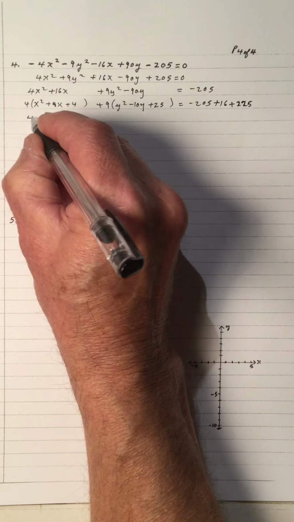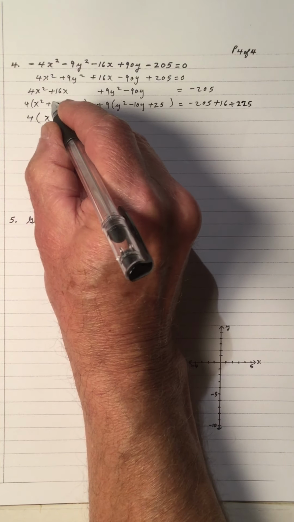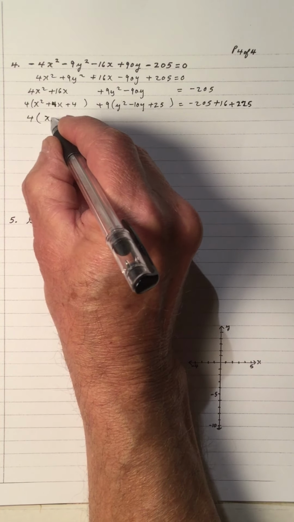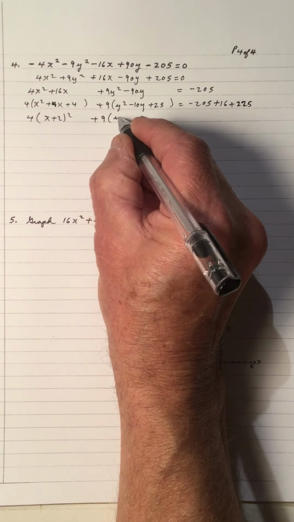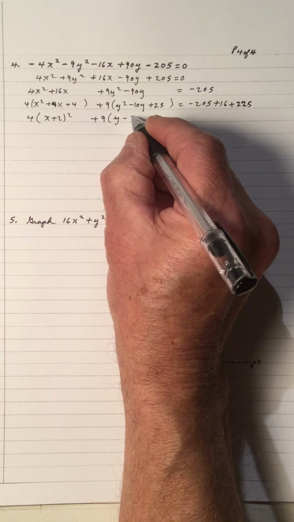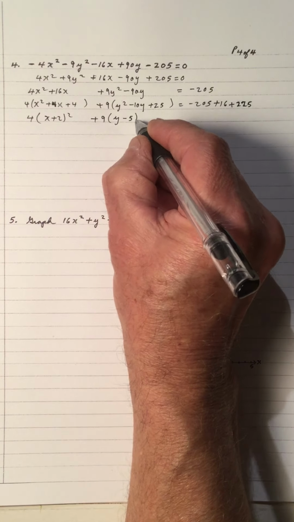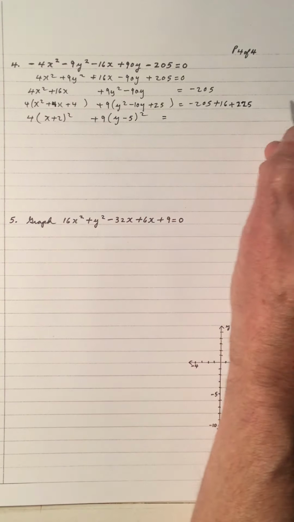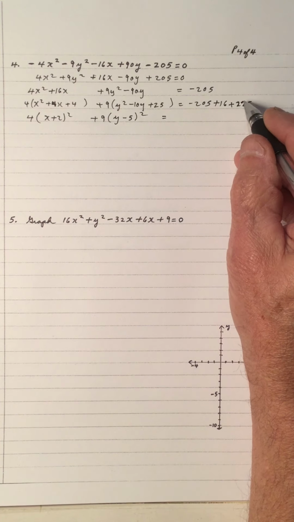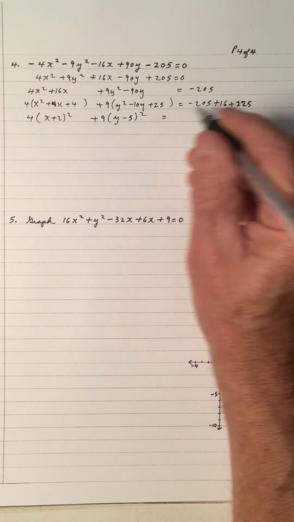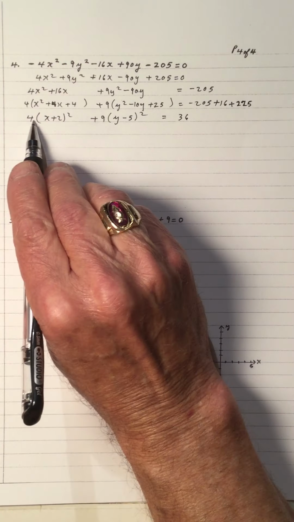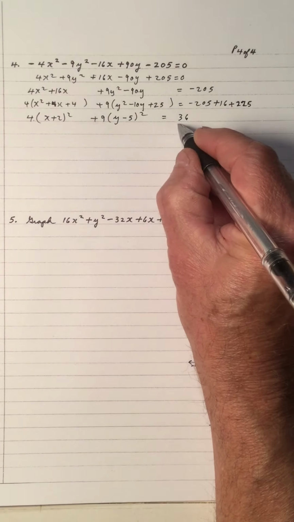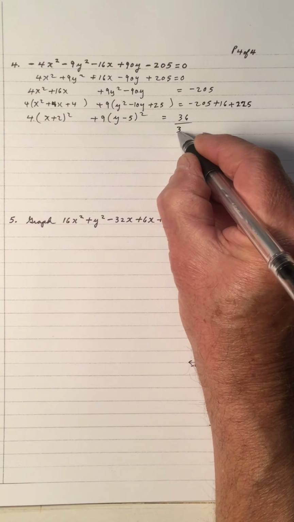So we get 4 times x plus 2 being squared, half of plus 4 is plus 2. We got a 9 times y minus 5 squared, half of negative 10 is negative 5. And what does this add up to? It should add up to, in this case, if it adds up to be perfect, 36. 4 times 9 is 36.